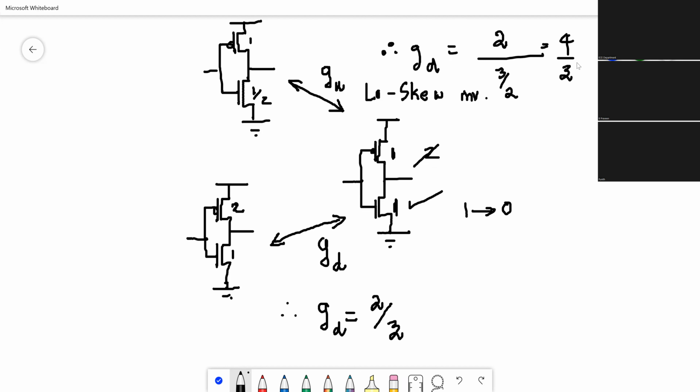So this is the logical effort for the rising transition, and clearly the logical effort for the rising transition is higher than a normal inverter. Normal inverter is 1, but in this case it is 4 by 3. But that is acceptable for us because this is not the critical transition. But the critical transition has become better than a normal inverter. Normal inverter is 1, this is 2 by 3.